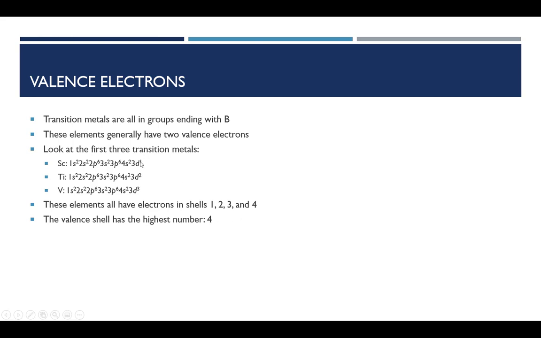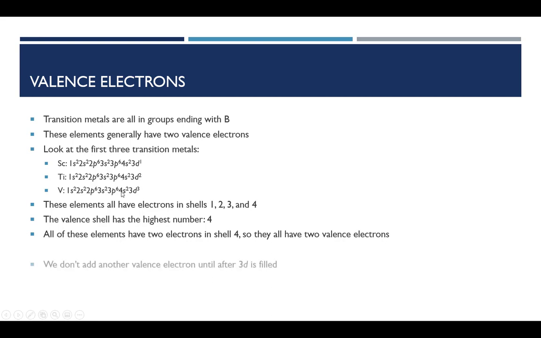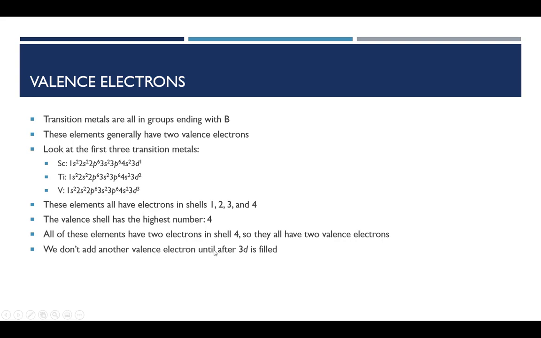So we don't care at all about the 3Ds. We only care about the 4s electrons. And since all of those elements have 2 electrons in shell 4, they all have 2 valence electrons. As we keep adding d electrons, that has no effect. It doesn't change the fact that these elements all have only 2 valence electrons. So it's not until after we fill the 3D subshell that we start adding additional valence electrons.